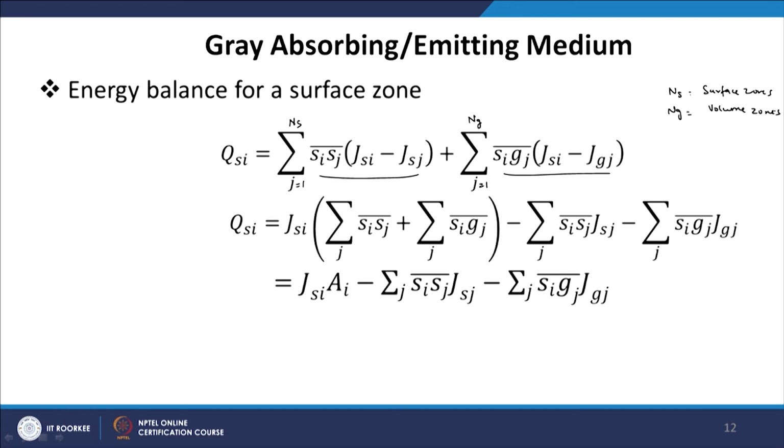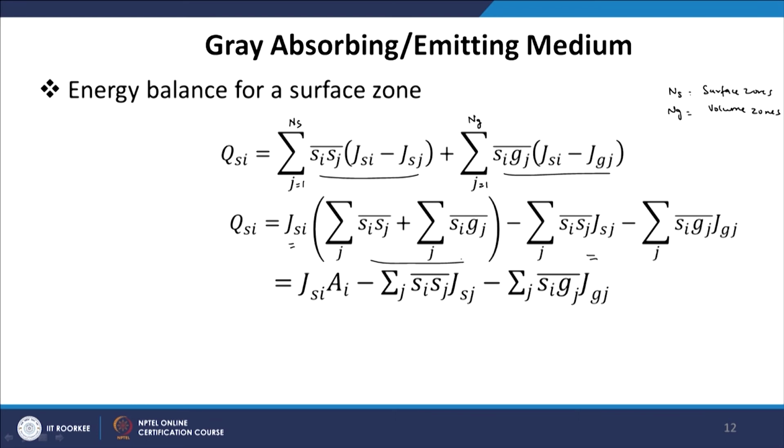Okay. Now we simplify this expression, and we can write down QSI is equal to JSI by combining the first terms in the two summations as SISJ plus SIGJ, and then we have the term summed over J, SISJ JSJ, minus sum over J, SIGJ and JGJ. And there is an equality that we will discuss in the next lecture.